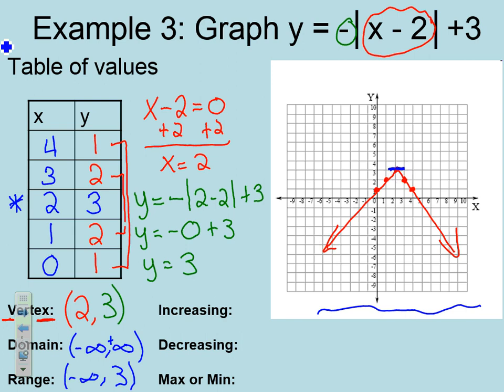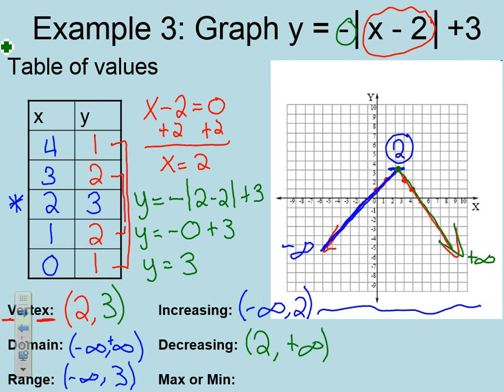Now, our increasing and decreasing are also going to be a little bit different. If you look at this, my increasing is going to happen here. I'm starting, it's a positive line there. So from negative infinity all the way to my x value, which is 2. That's where I'm increasing. So negative infinity to 2. I'm decreasing starting at 2, and then I'm going down to positive infinity because we're talking about x values. So here I have 2 to positive infinity.